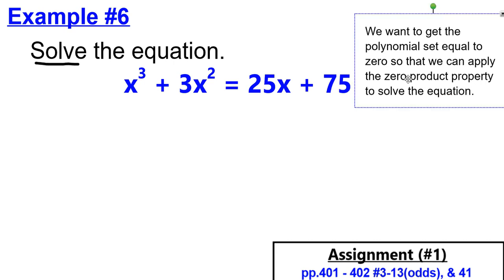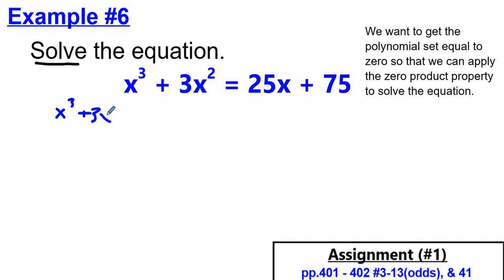All right, so the first thing we're going to do is get this set equal to 0. So how do we do that? Well, we just need to subtract the positive 25x from both sides and subtract 75 from both sides. So when we do that, we're going to end up with x cubed plus 3x squared. That's just from these two terms. Minus 25x, because we have to subtract this from both sides. And then again, we have to subtract the positive 75 from both sides, so minus 75. And that will now equal 0 because we've subtracted off both of our terms on the right.